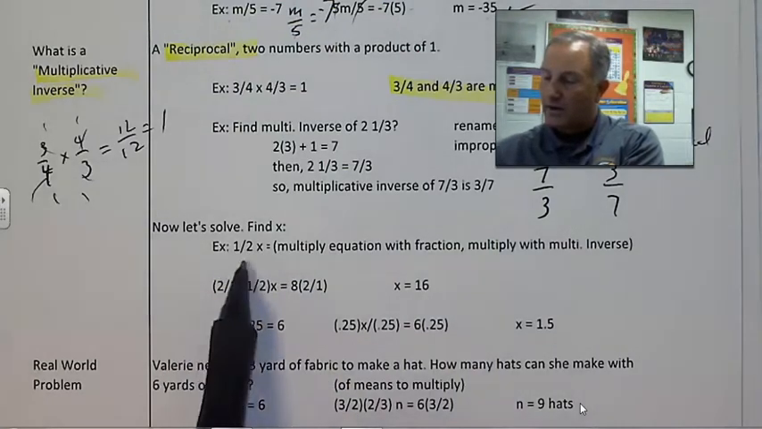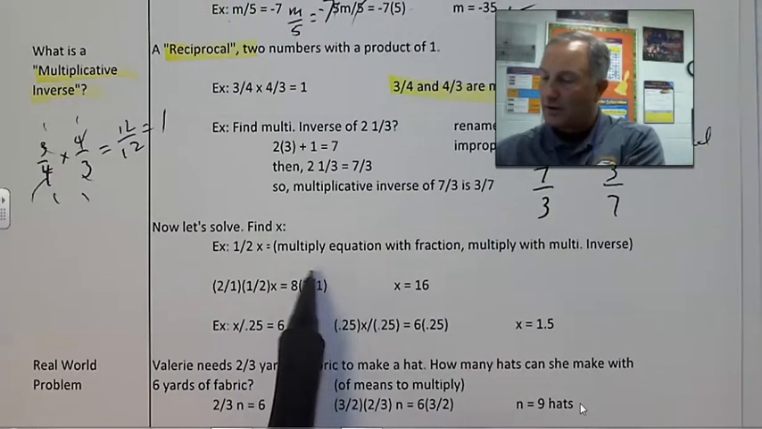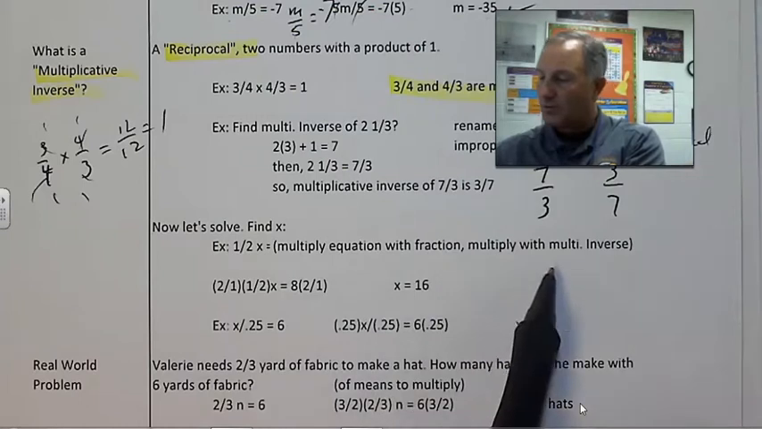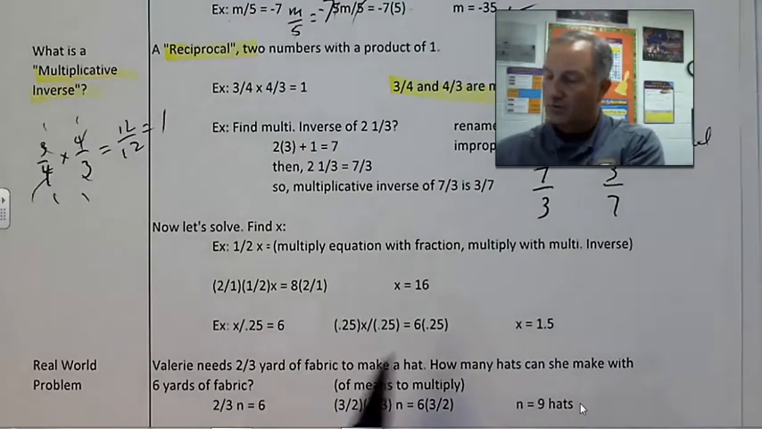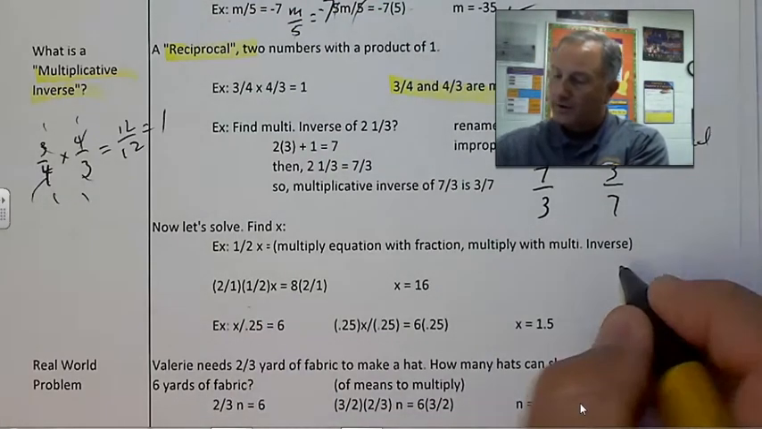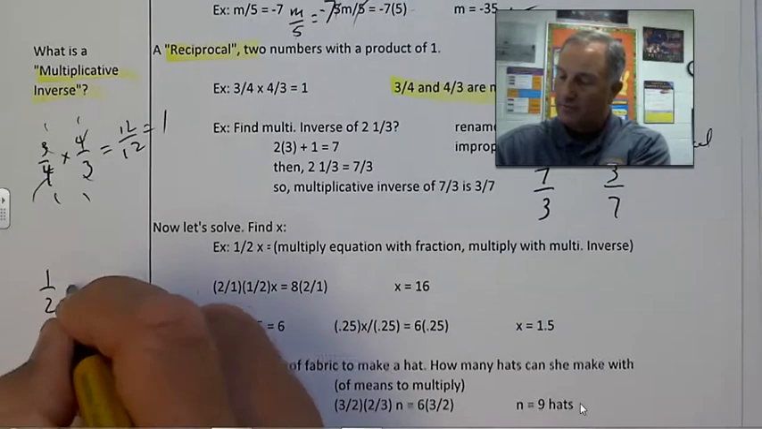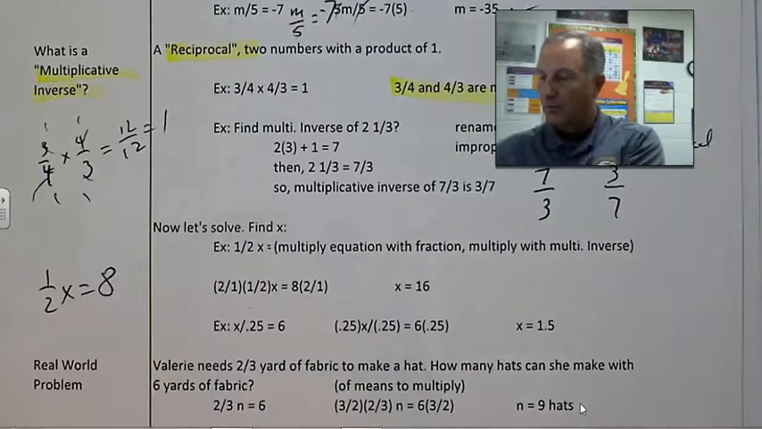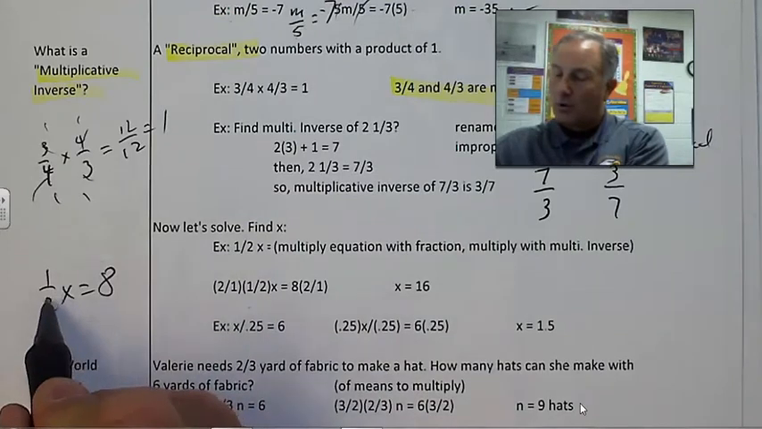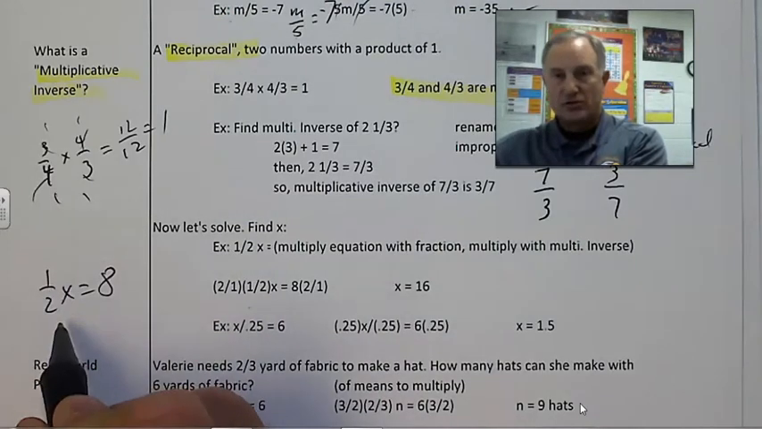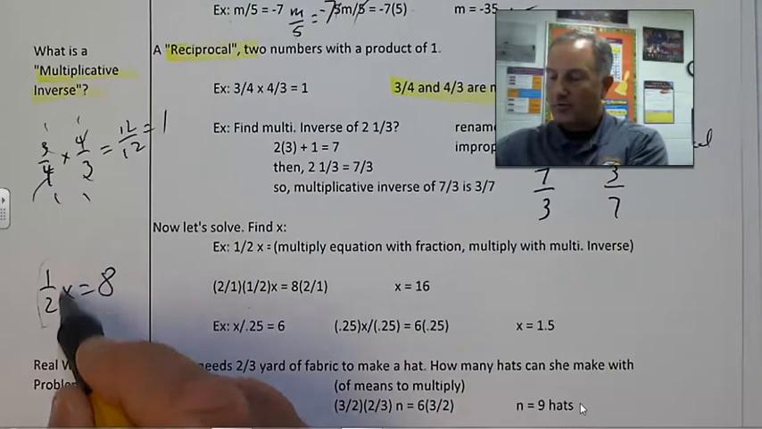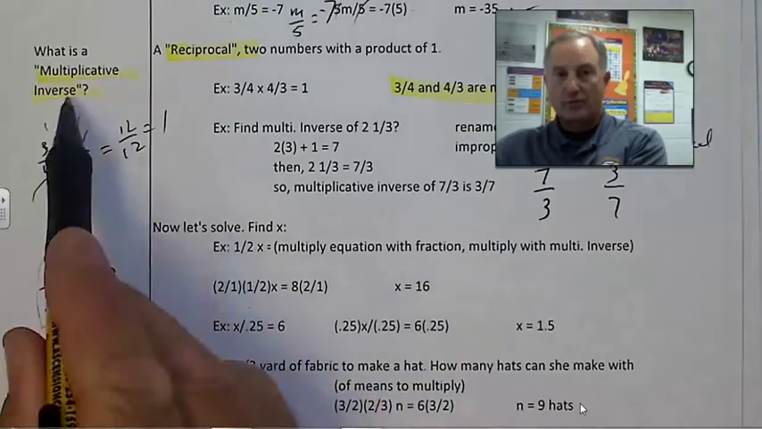Example: 1/2 x equals 8. We multiply the equation by the fraction's multiplicative inverse. We'll see how that goes. So let's say we start out here. We've got 1/2 x equals 8, and we want to solve for x. Well, this is really multiplication and division in one. Anytime your coefficient is a fraction, you're going to use your multiplicative inverse.